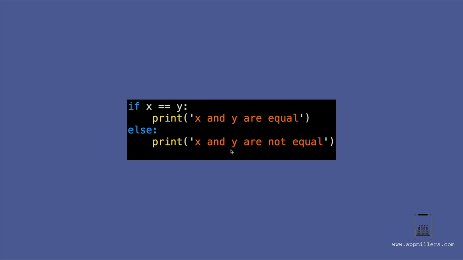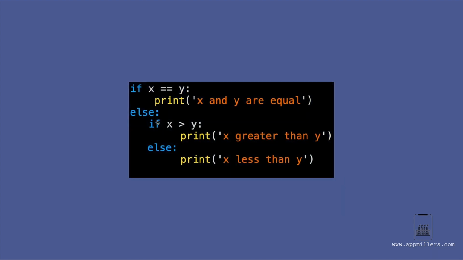Now let's say we have another condition, where we need to check whether x is greater than y or not. In this case, we need a nested if condition. So we are going to write the nested if condition inside the else statement. If they are not equal, we are going to check another if condition, whether x is greater than y or not. In this case, we can write our nested if condition like this.